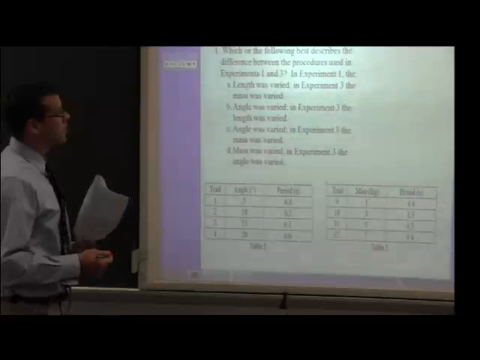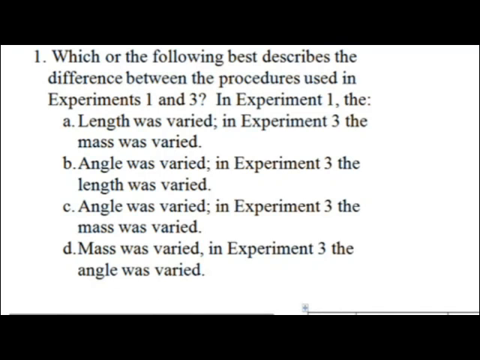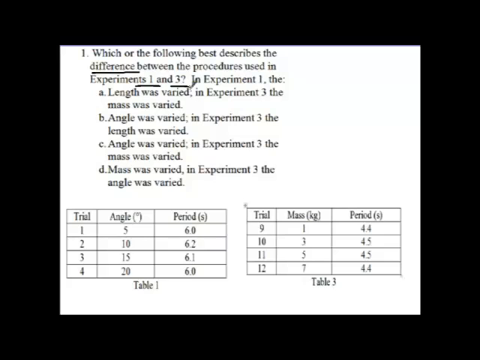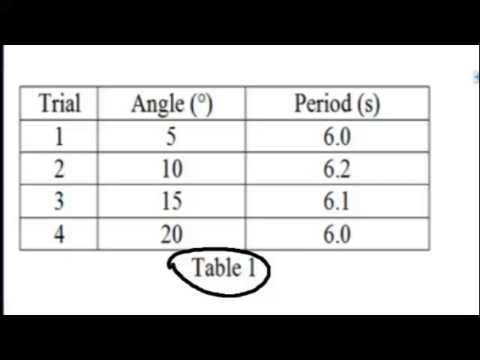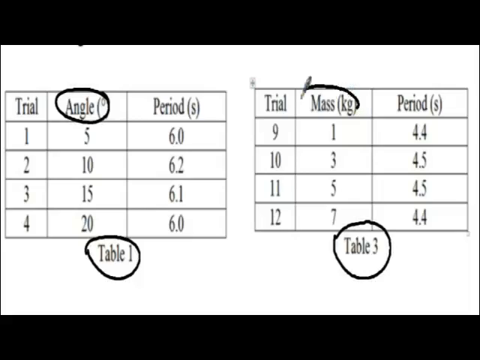All right, number 1 here. Which of the following best describes the difference between the procedures used in experiment number 1 and 3? So we're looking for the difference, and we're just looking at experiment number 1 and experiment number 3. Okay, at the bottom here, I have table 1, which is from experiment number 1, and I have table 3, which is from experiment number 3. So you can take a look. Experiment number 1, table 1 here, we varied angle, and we measured the period. Table 3, we varied the mass and measured the period.